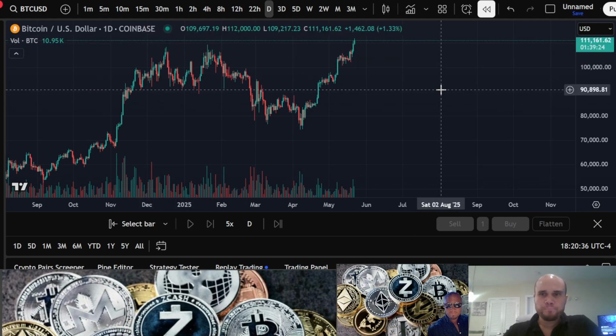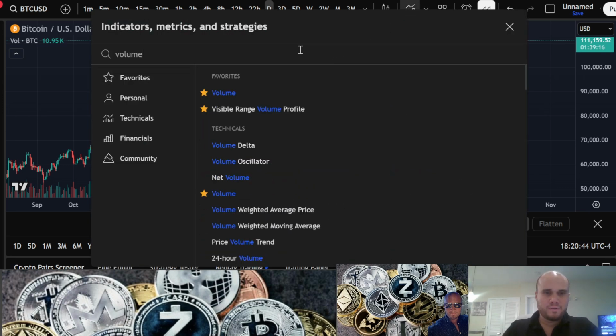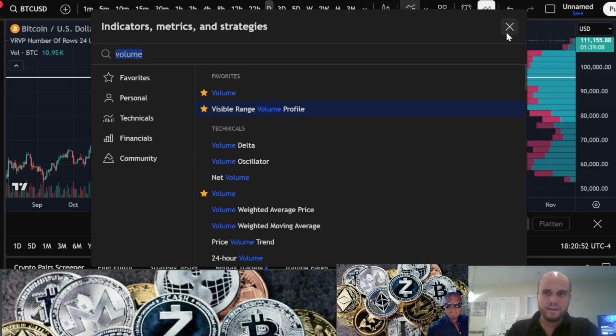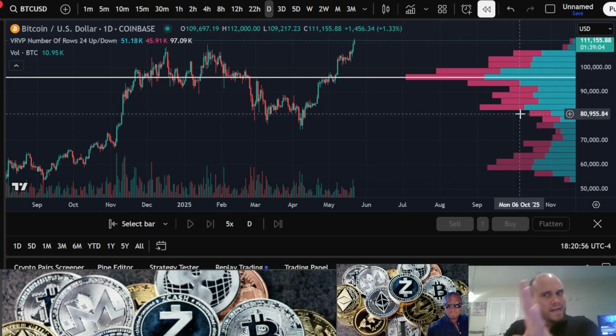Okay, now you go over here into your indicators, okay, and you're gonna type in volume range, and it might pop up, but it's going to be the visible range volume profile. Okay, you click on that. All right, and then your indicator might look something like this. Not exactly the way it looked, the way I just had it about a minute ago in this video.